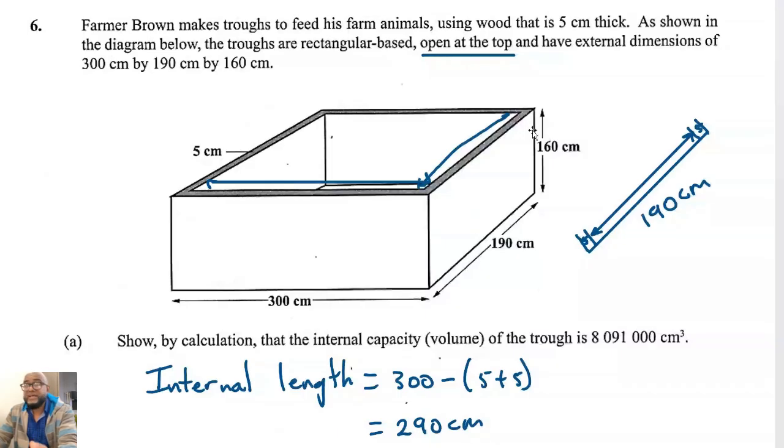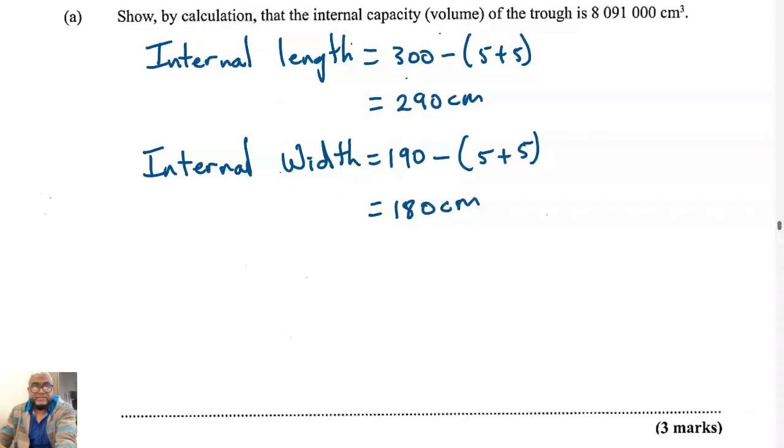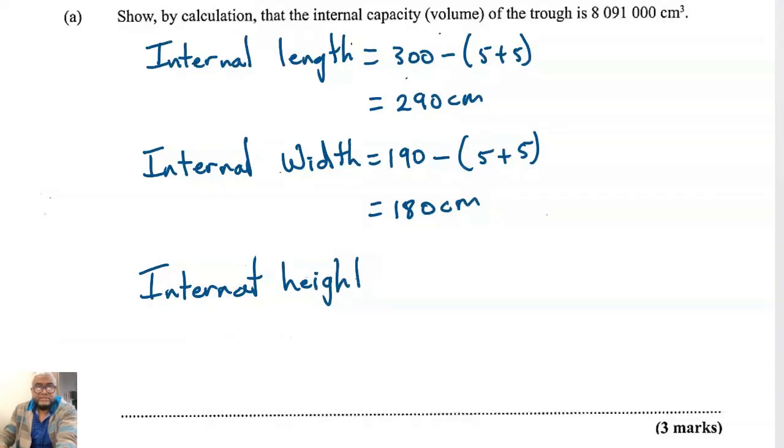We just consider the thickness at the bottom because there's no lid on top, right? So we go in. Oh, we're right here. Internal height would be 160 minus 5. Everybody good there? 160 minus 5, which is 155.